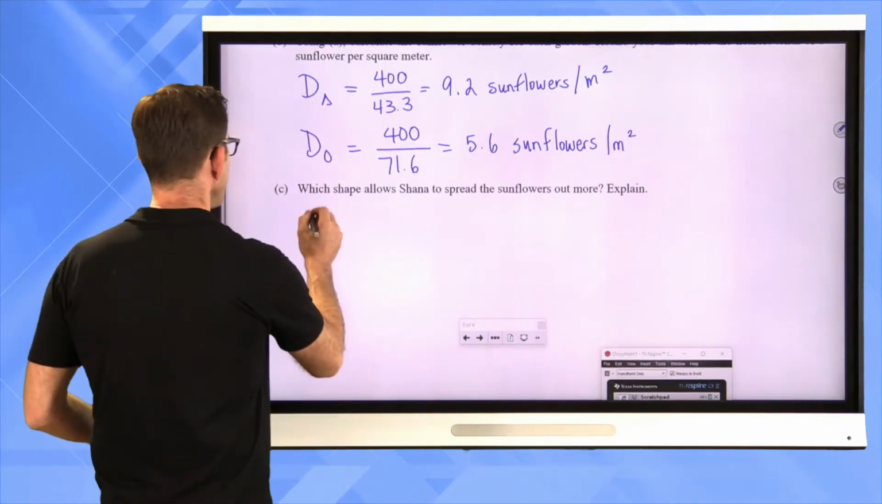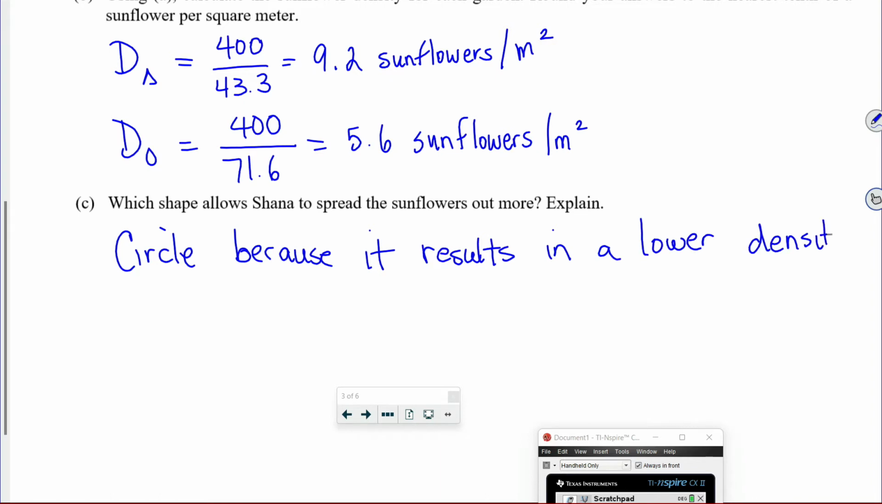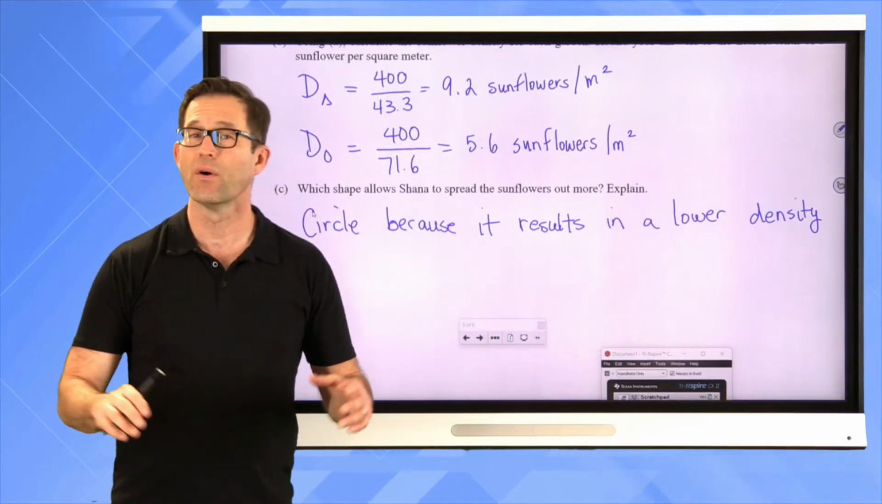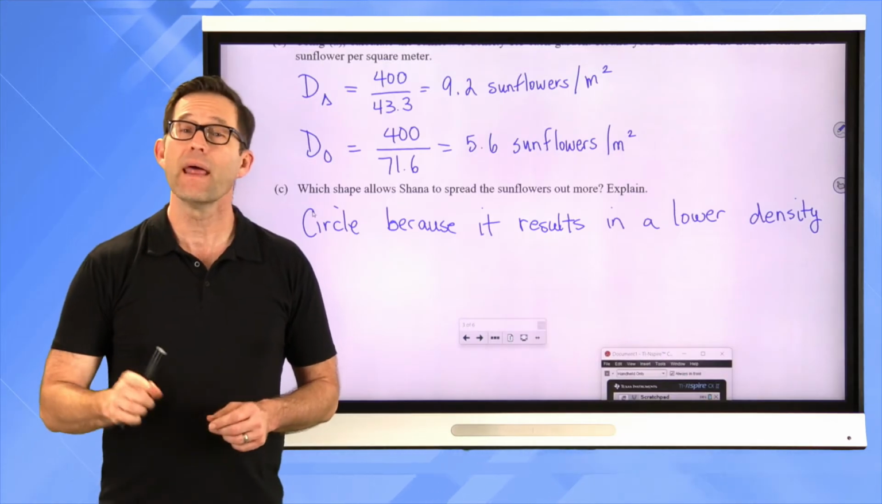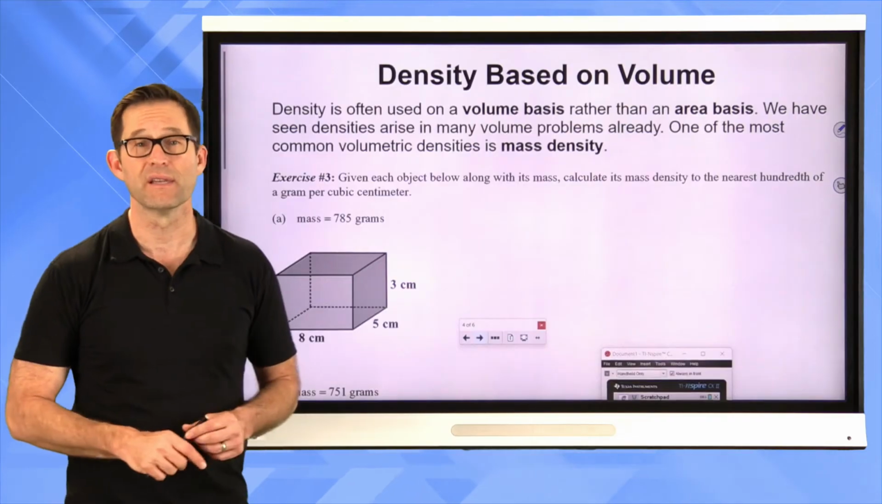So it's the circle, and I'm going to go with the density argument, the circle, because it results in a lower density. And again, it would be completely okay to say the circle because it's got the greater area. That's also completely okay. Now, everything that we've looked at so far have been population densities.